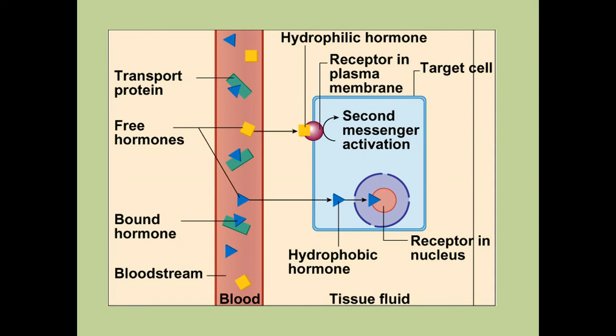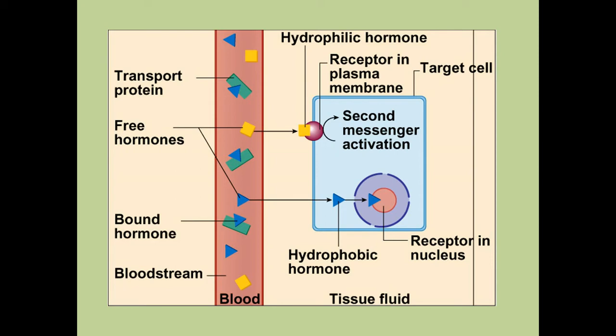So here we've got an artist's illustration of a blood vessel. That's what that pink thing down the screen is. And inside of that blood vessel, we've got some hormones. Off to the right, we have a cell. The blue, the two lines of blue, would represent the cell membrane of our target cell.